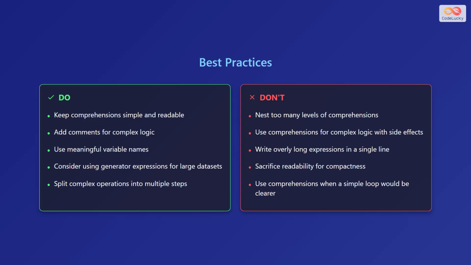Now for what not to do. Don't nest too many levels of comprehensions. Don't use comprehensions for complex logic with side effects. Don't write overly long expressions in a single line. Don't sacrifice readability for compactness. Don't use comprehensions when a simple loop would be clearer.